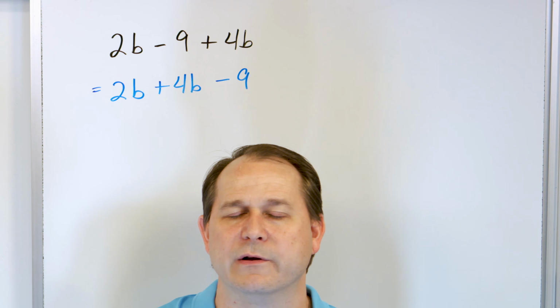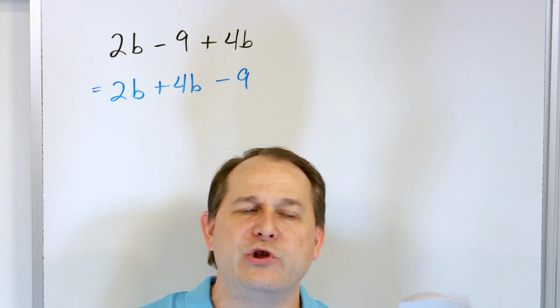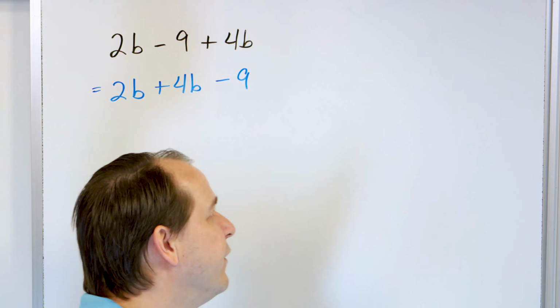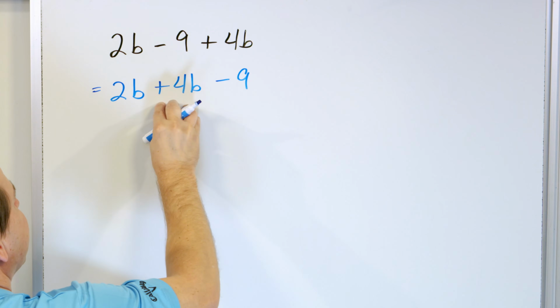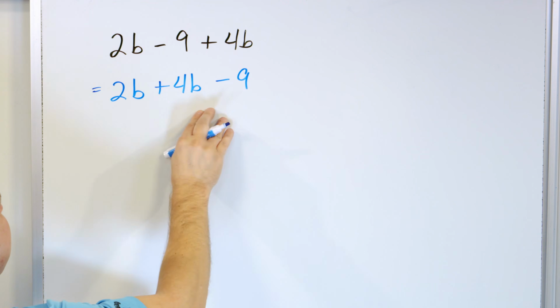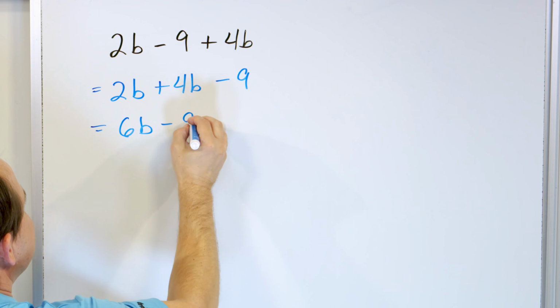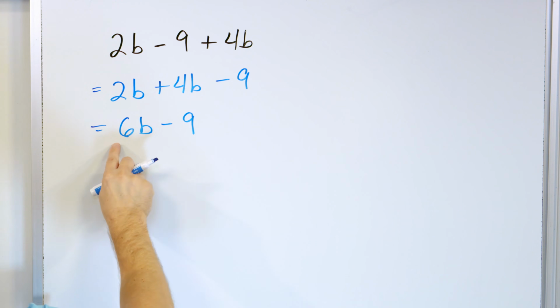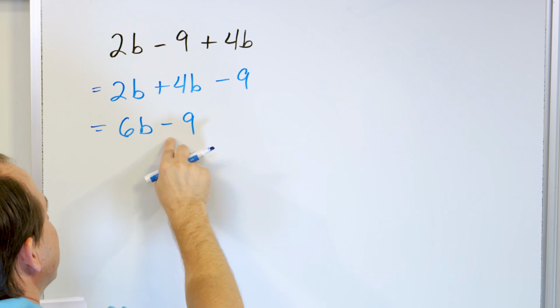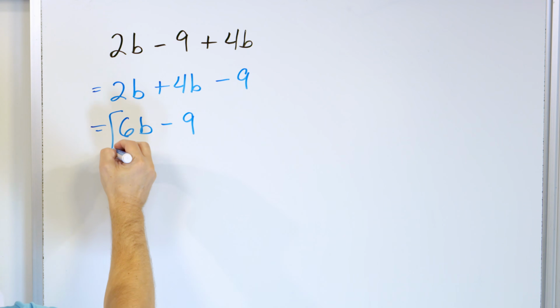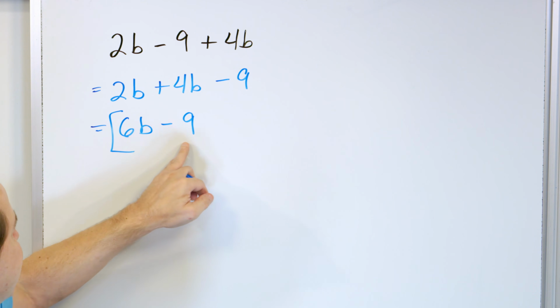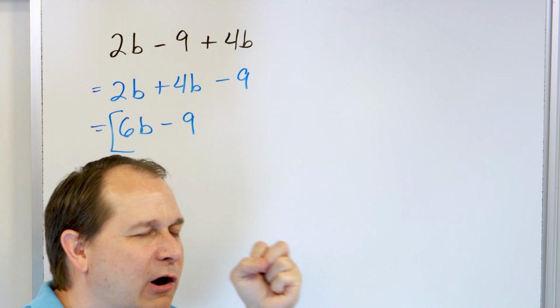It is very important. That's a great way to get screwed up when you move things around and you don't grab the signs also. So the plus 4b goes here and the minus 9 goes here, and then we can see more easily 2 plus 4 is 6b's minus 9. And we typically want to write the variable term first and any number terms, constant terms later, and so we'll say 6b minus 9.